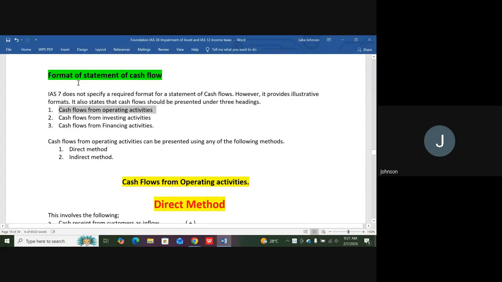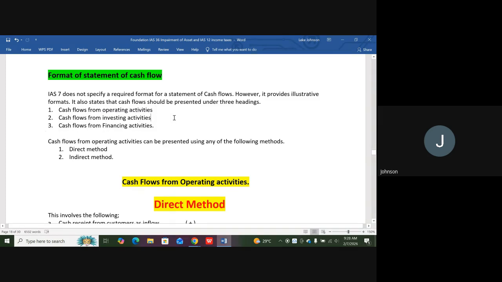So the format of statement of cash flows: IAS 7 does not specify a required format for the statement of cash flows. However, it provides an illustrative format. It also states that cash flows should be presented under 3 headings, right? Cash flows from operating activity, cash flows from investing activity, cash flows from financing activity.